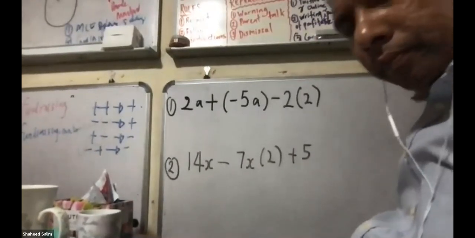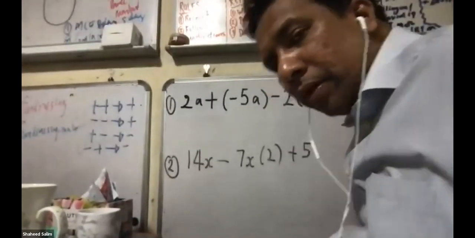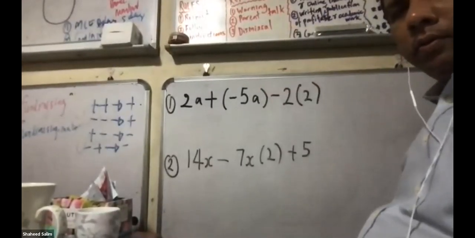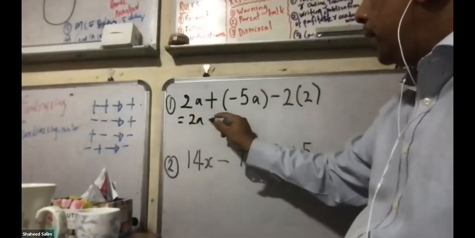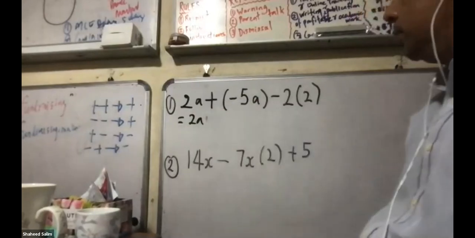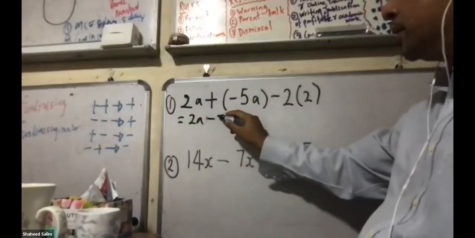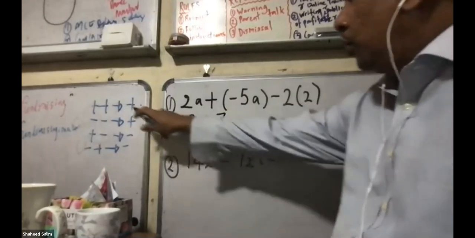Remember, step 1 is to remove the brackets. Anybody? Haven't yet now. 7a minus 4 and x plus 5. Okay, so let us see now. First, we remove the bracket. Plus minus becomes what, Rayana? Minus. You must follow, remember?